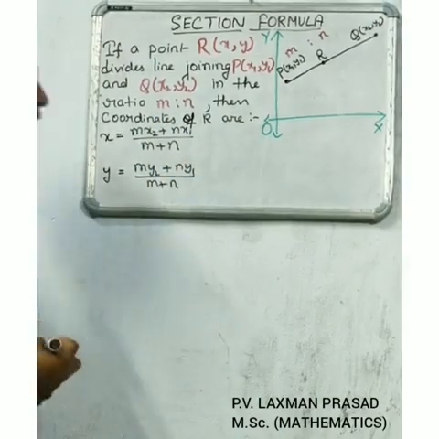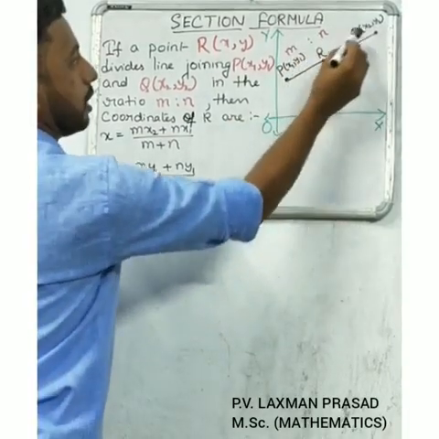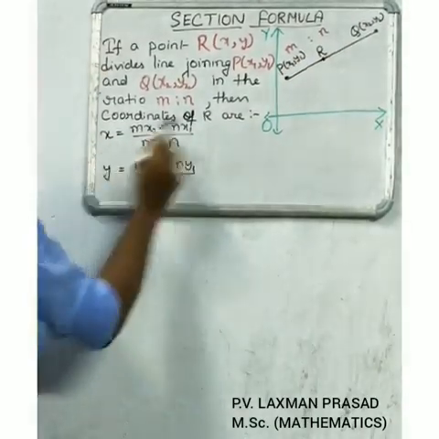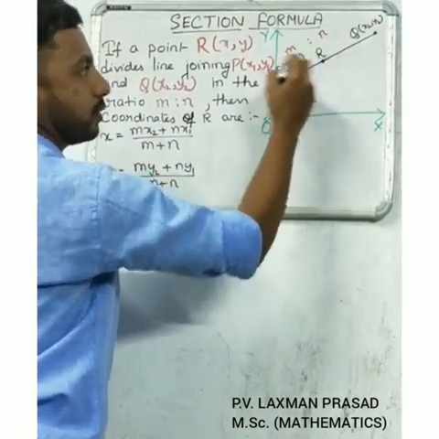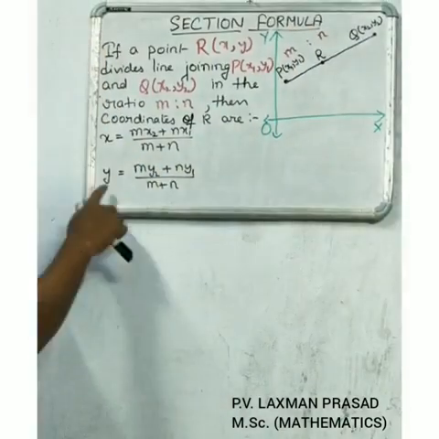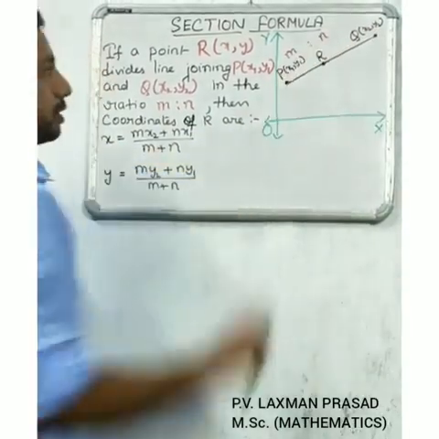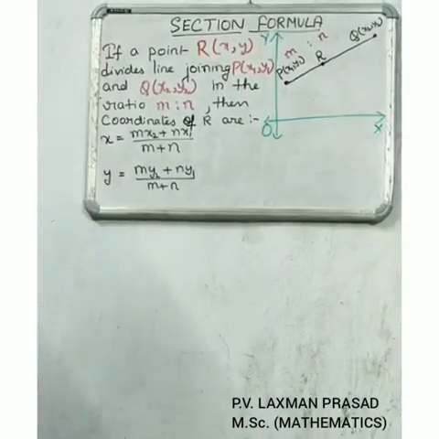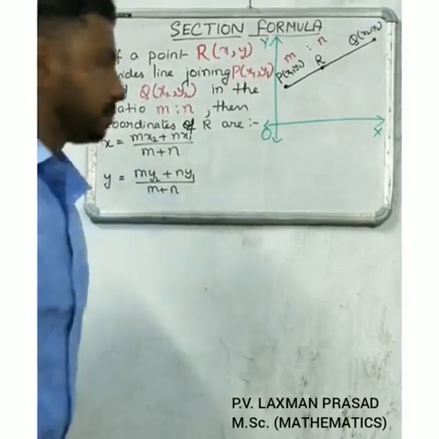Then the coordinates of R will be given by: the x coordinate is m times x2 plus n times x1 by the sum of the ratio, and the y coordinate is m times y2 plus n times y1 by m plus n. So now I am going to prove that.